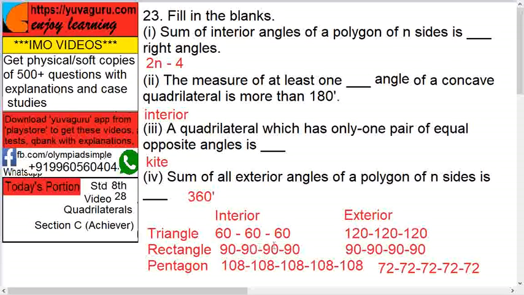Rectangle: 90, 90, 90, 90 all interior. So exterior would be 90, 90, 90, 90 because of the linear pair. So again 360. Pentagon, interior angle 108. We are talking of a regular pentagon over here. 108, 5 times. So exterior angle would be 180 minus 108, that is 72, 5 times. If you total them, you get 360 again. So that is the meaning of the question over here.